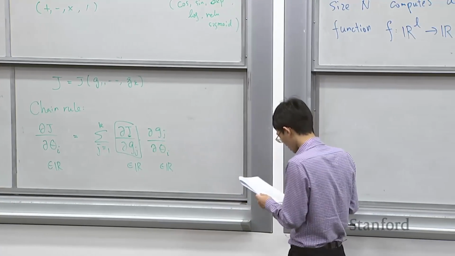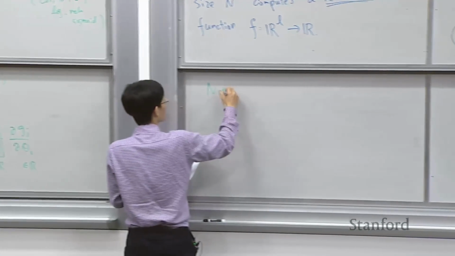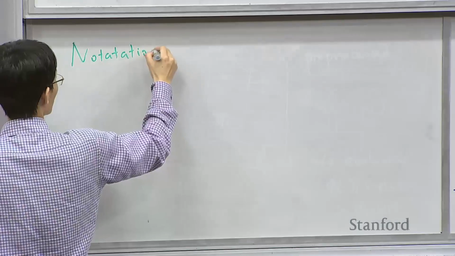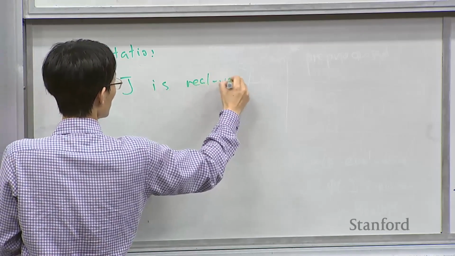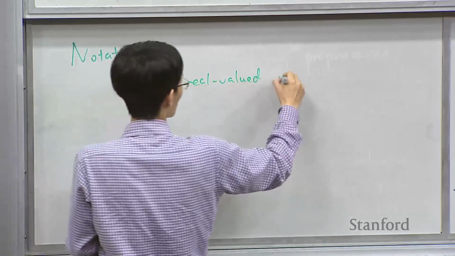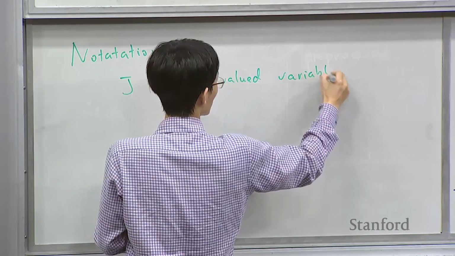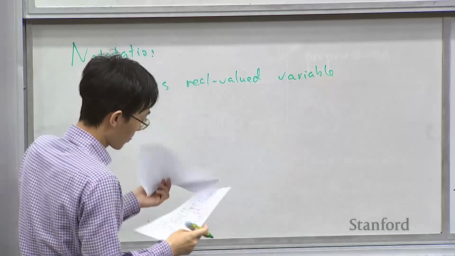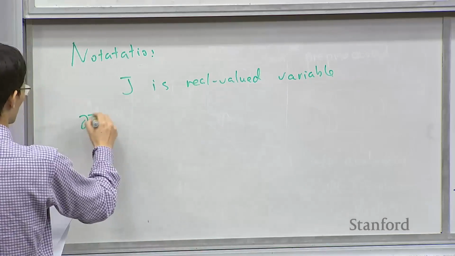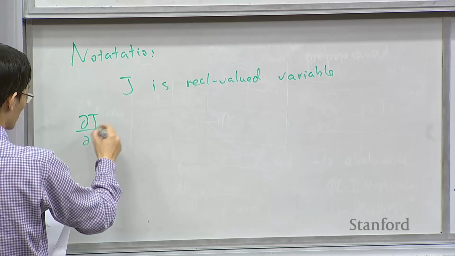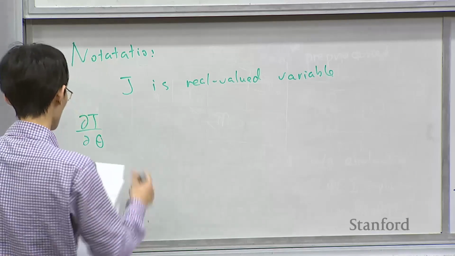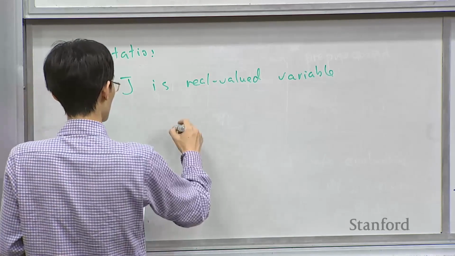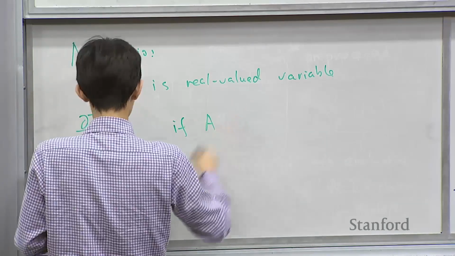So that's why, in the notation here, suppose J is a real valued function. Then it's clear what this would mean. If you take this with respect to some variable theta, that just means the partial derivative. That's easy. But what if you have a vector? So this is the easy case.